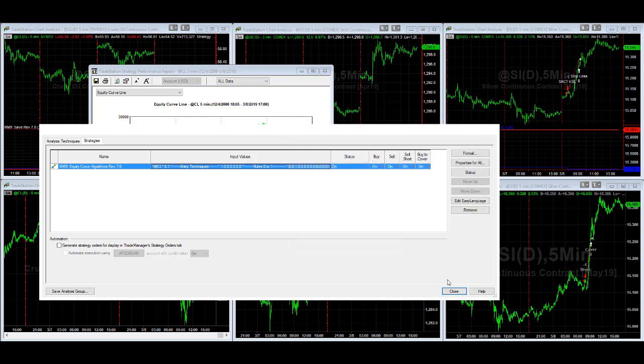So that is the update for crude oil, gold, silver, and how to trade those with the money management algorithms if you want to lock into a straight line equity curve.